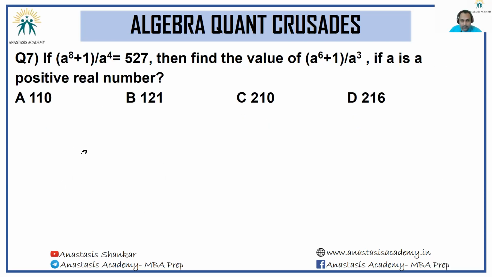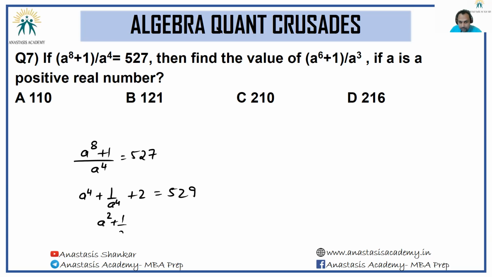Again, a standard question. A raised to the power 8 plus 1 by a raised to the power 4 is given to us as equal to 527. Very format-based question. So we go ahead: a raised to the power 4 plus 1 by a raised to the power 4 plus 2, just to complete the square, is equal to 529, which gives us a square plus 1 by a square is equal to 23.